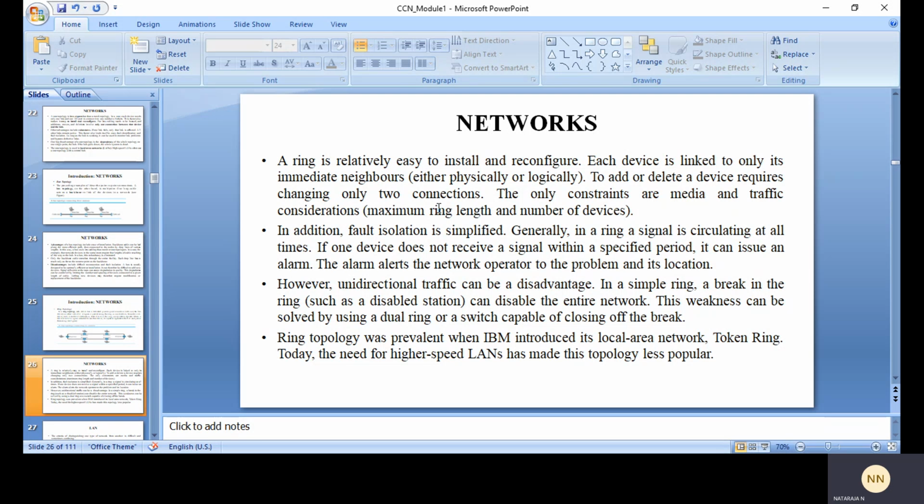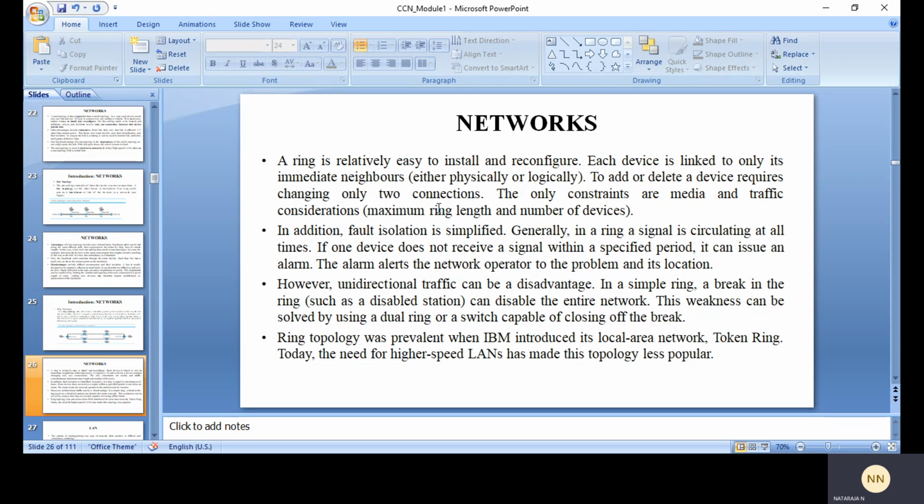In a simple ring, a break in the ring, such as a disabled station, can disable the entire network. This weakness can be solved by using a dual ring or a switch capable of closing the breaks.